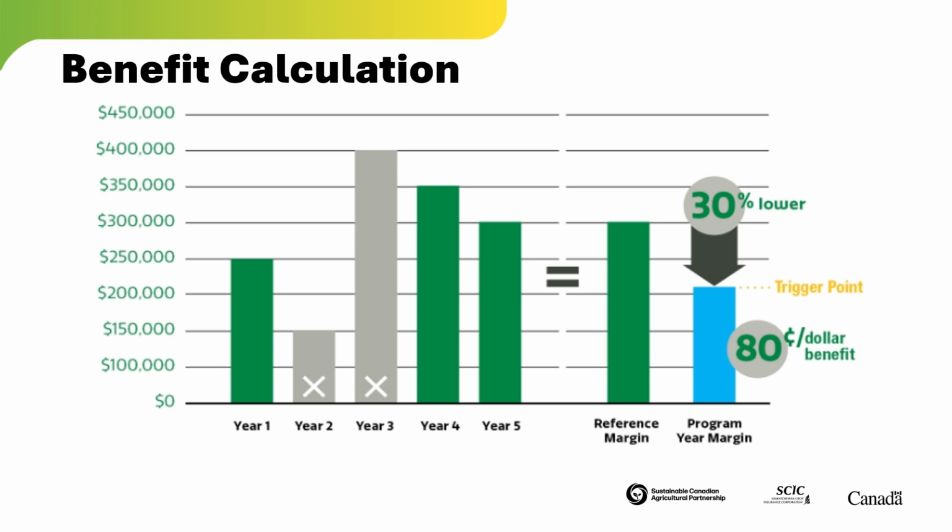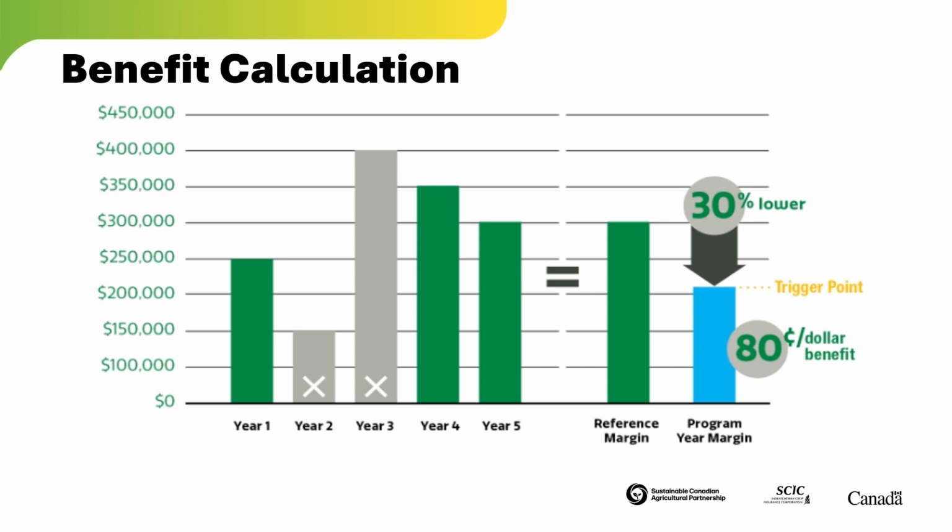So let's say in this example, the reference margin is $300,000. For the trigger point, your program year margin has to drop by more than 30%. So the trigger point is $210,000. That's 70% of the $300,000. Let's say the program year margin came in at $200,000.